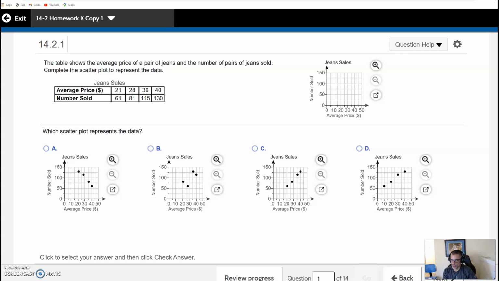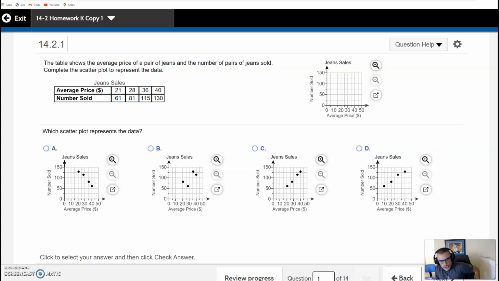This video is for homework 14-2, and this topic is called constructing a scatter plot. In the previous unit, they gave you a scatter plot and you had to be able to read it, right? Well, in this one, they're going to give you a table of data, a bunch of information that's been collected. Imagine if I gave a survey to the class and I said, hey, what's your height and what's your shoe size, right? And I would collect all that information and then create the scatter plot from that information.